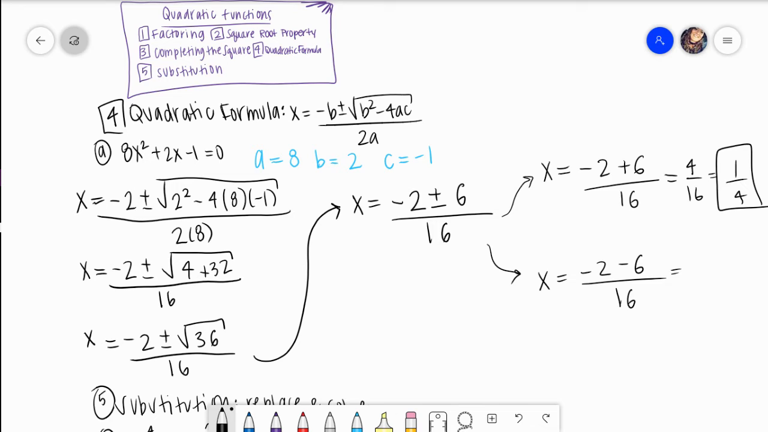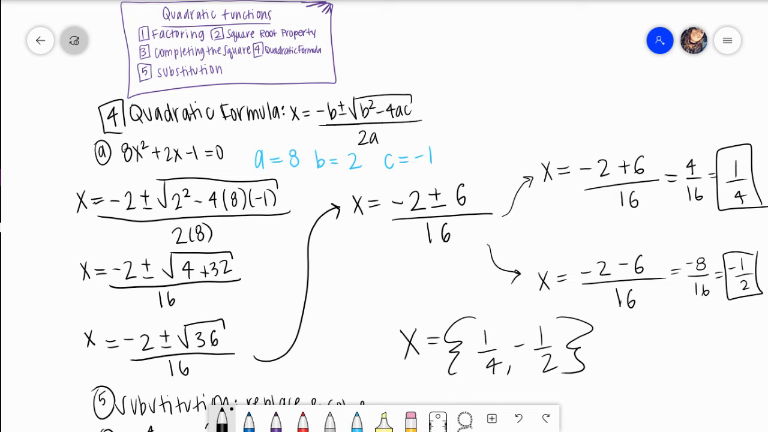And then here, signs are the same. Add and keep, we would actually get a half, and it's negative. So this is saying x equals a quarter, and a negative half. Okay, so that's the quadratic formula.